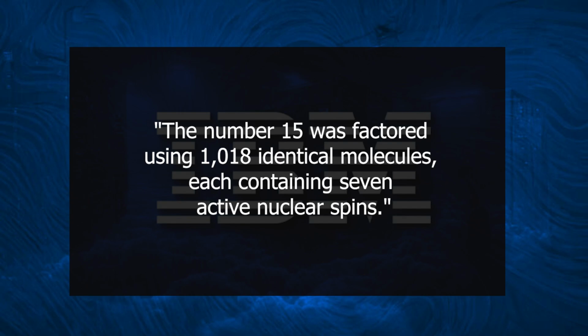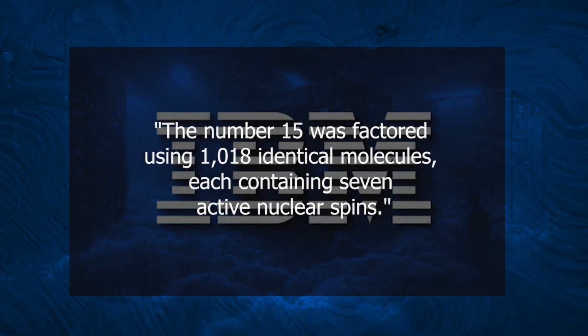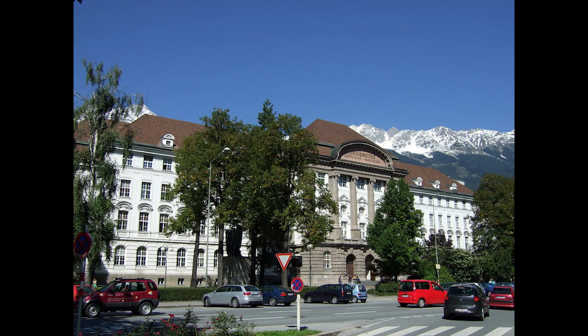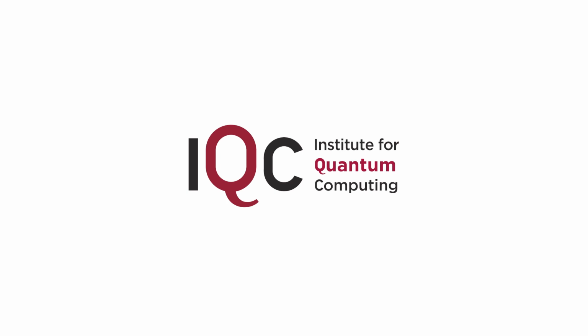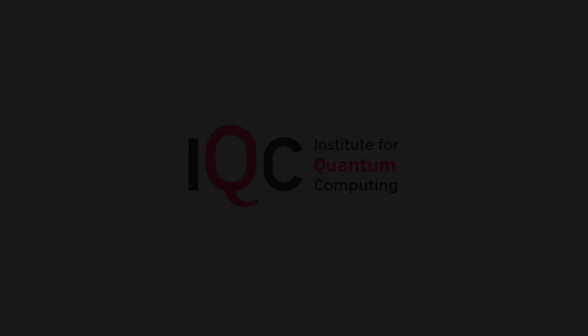The first execution of Shor's algorithm at IBM's Almaden Research Center and Stanford University was demonstrated in 2001. The number 15 was factored using 1,018 identical molecules, each containing 7 active nuclear spins. From 2003 to 2006, University of Innsbruck starts making large contributions to the quantum computing sector using the CNOT gate in an 8-qubit register computer. In 2006, the first 12-qubit quantum computer is created by the Institute for Quantum Computing and Perimeter Institute for Theoretical Physics in Waterloo.